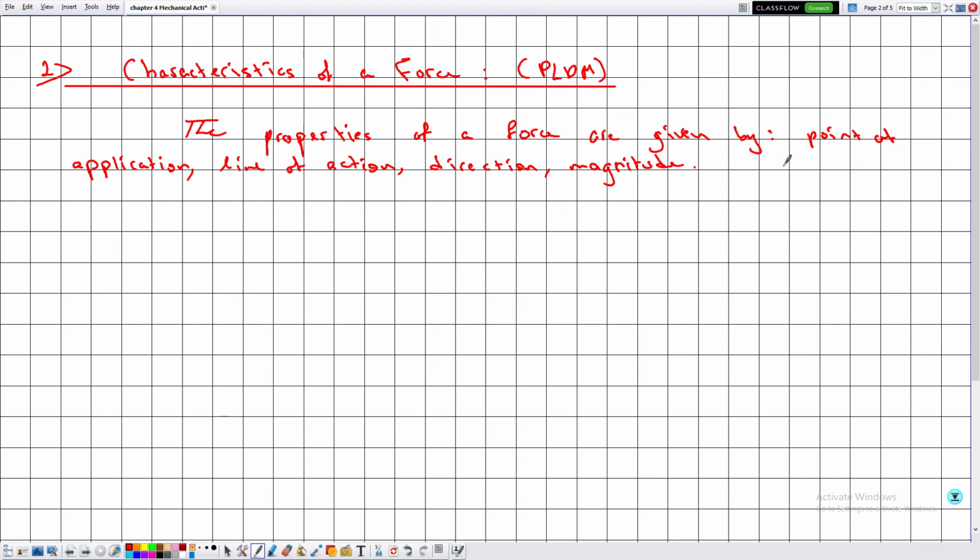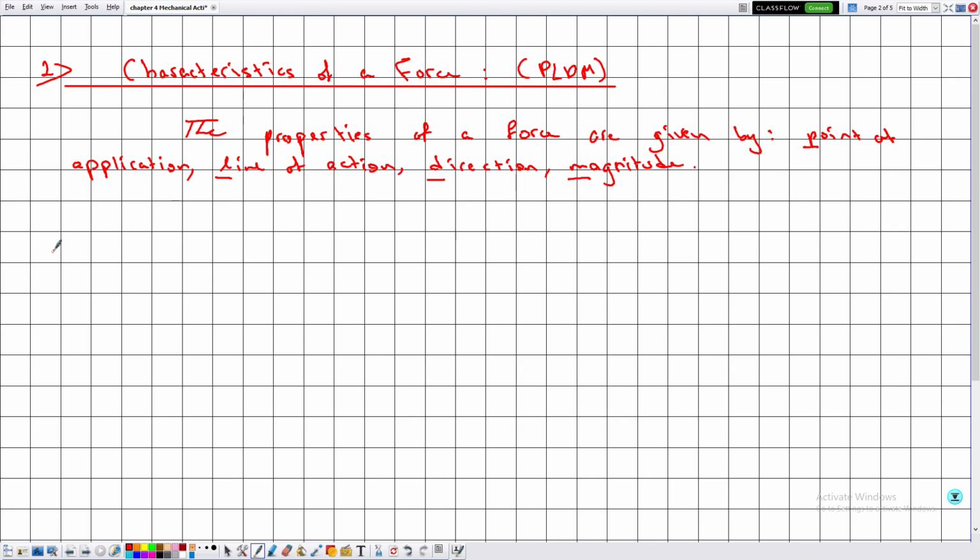Now if you refer to these properties, notice that the first letter of each property, this is P, this is L, this is T, and this is M. Okay, so notice that they are given by the building. So we must always list these properties in this order: the point of application, the line of action, the direction, then the magnitude. Okay, for this reason we call these properties by that name.